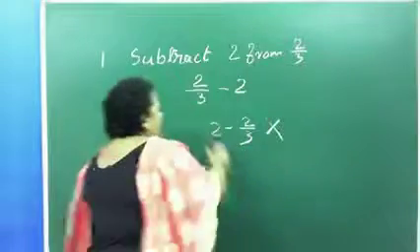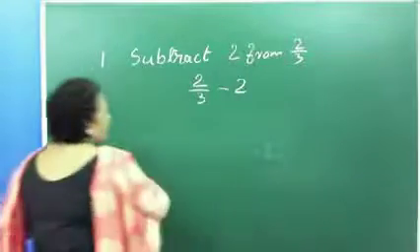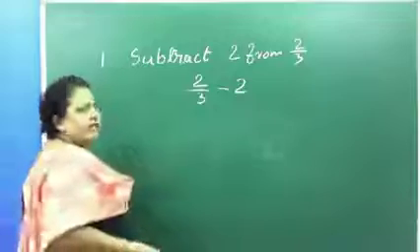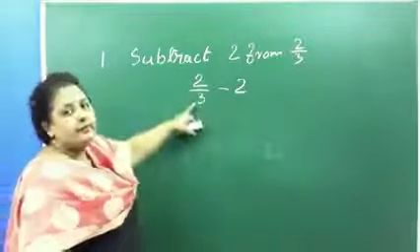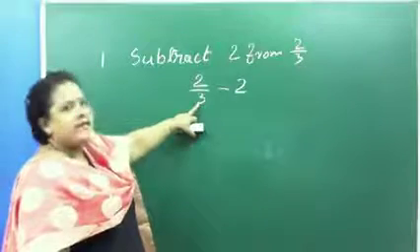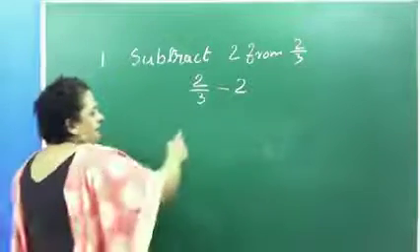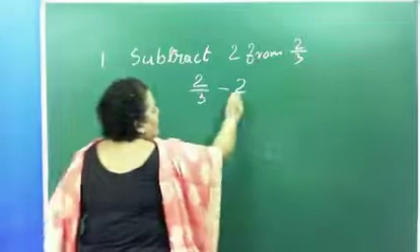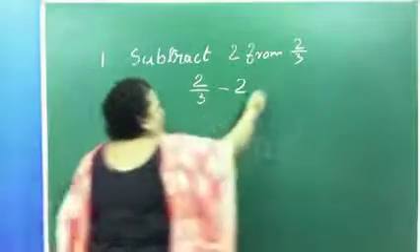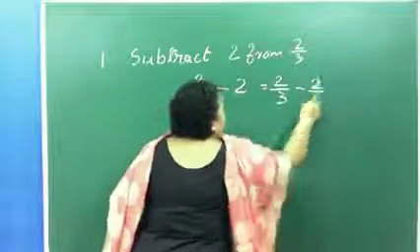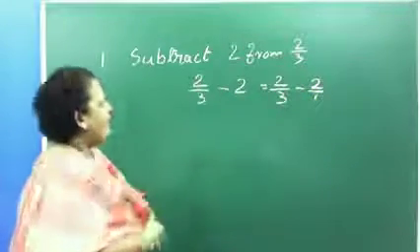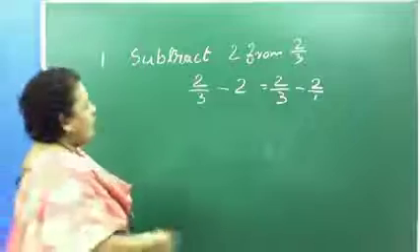Okay, so we will continue with this problem. 2 by 3 minus 2. So here what we have to do? We have to find the LCM. Here, the denominator of 2 is actually 1, it is 2 by 1, right? 2 by 3 minus 2, and 2 means it is 2 by 1. So here automatically the LCM will come as 3.